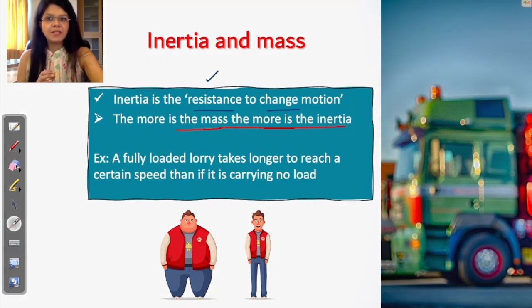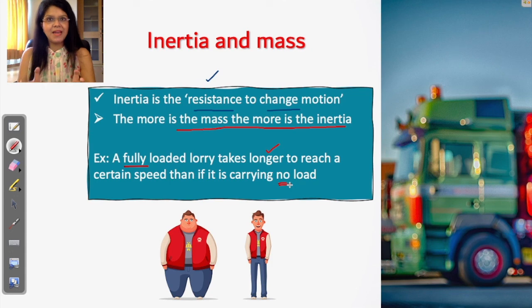A fully loaded lorry takes longer to reach a certain speed than if it is carrying no load. So a lorry or a truck which is fully loaded will take longer to change its speed and reach its higher speed, whereas a lorry with no load will quickly reach its top speed. Why? Because the mass of a fully loaded lorry is more. More is the inertia. More is the resistance to change its motion and quickly gain speed.